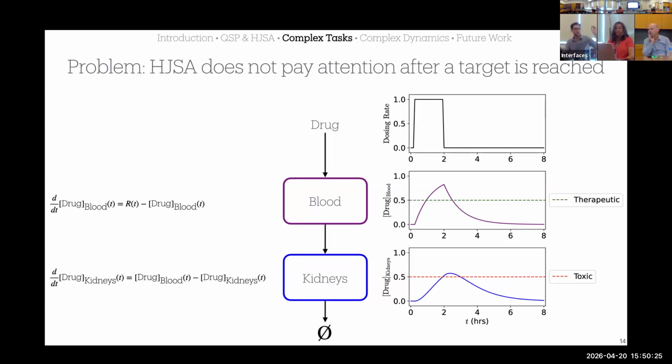So this is not an academic problem. This happens all the time. This is as simple a PK/PD model as I could come up with. You have a drug, it goes into the blood, it gets processed by the kidneys, that's it. You want to reach your therapeutic threshold while avoiding the toxic one. And this is what HJSA tells you to do, which is to take way too much drug, so you get way over the therapeutic threshold, but you do cross your toxic line. And it's very clear you could avoid the toxic line by just taking less of the drug.